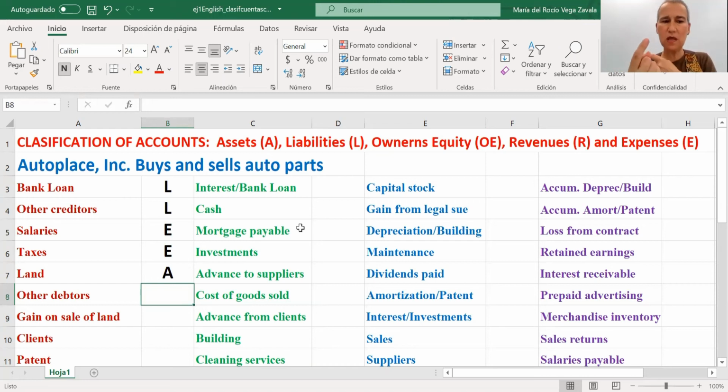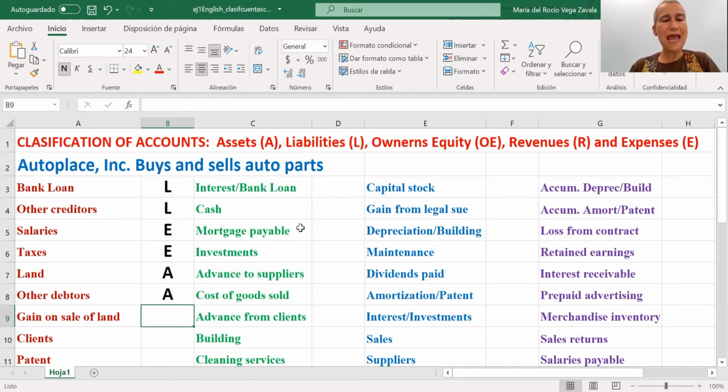Debtors, it's totally the opposite. Debtors, those are guys that owe me. So if they owe me, I have the right to collect from them. So every right, that will be an asset. Other debtors is the same as accounts receivable. Anything receivable means that you have the right to collect because they owe you, so that will be an asset.